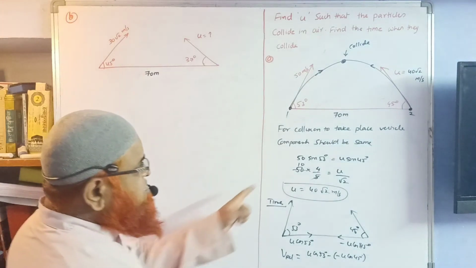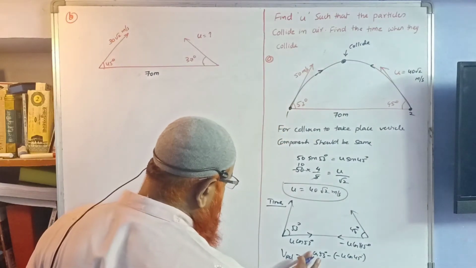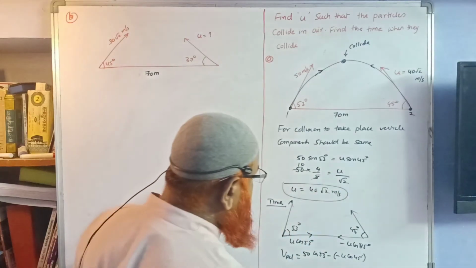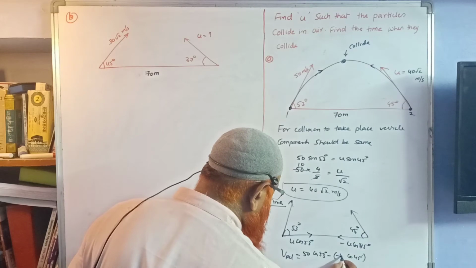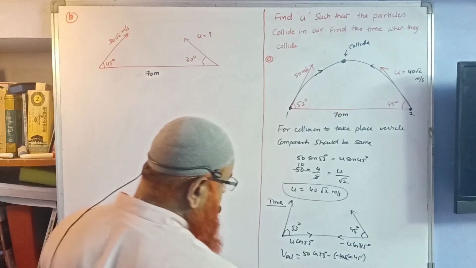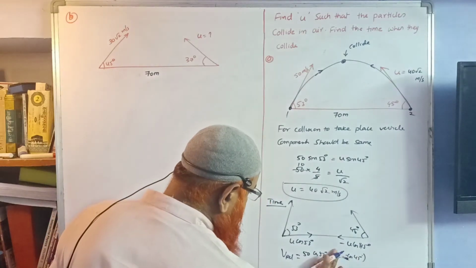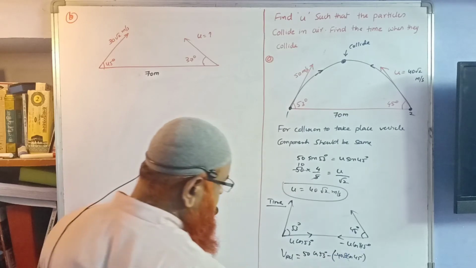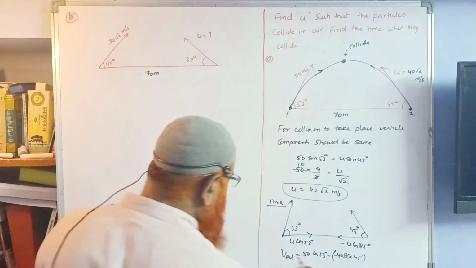Okay, and this you already know it is 50, so you can write here 50, and this u also you got now 40 root 2, so you can also replace that with 40 root 2. Okay, so 40 root 2 you can replace here, 40 root 2 you are writing here. So let us see what is going to happen now.